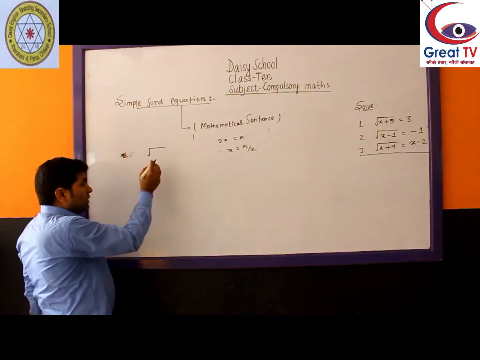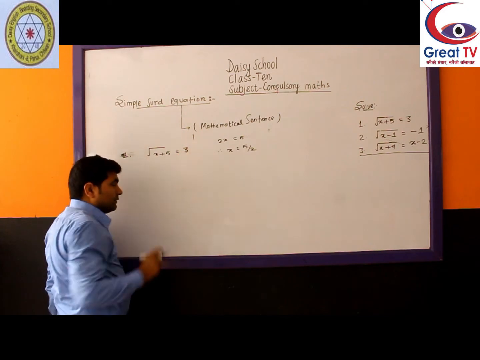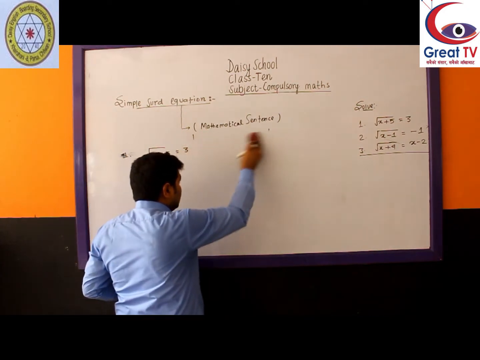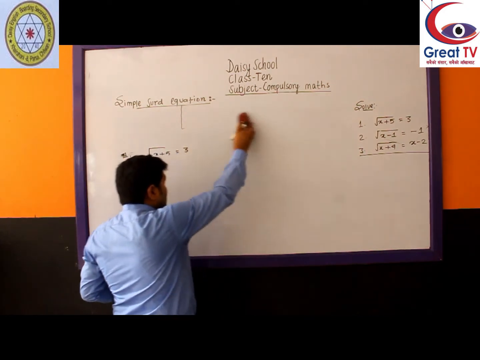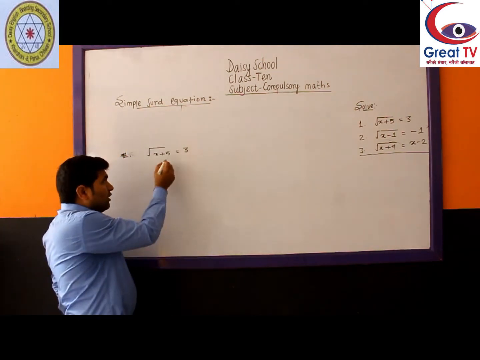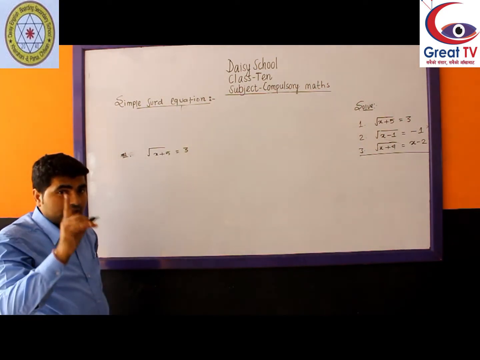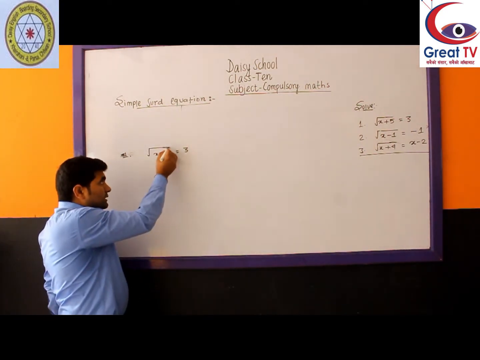Question number 1. Root under x plus 5 equal to 3. This is an equation with radical sign, so this equation is called a surd equation. How do we find the value of x? Let's go first. Remember the order of the surd.